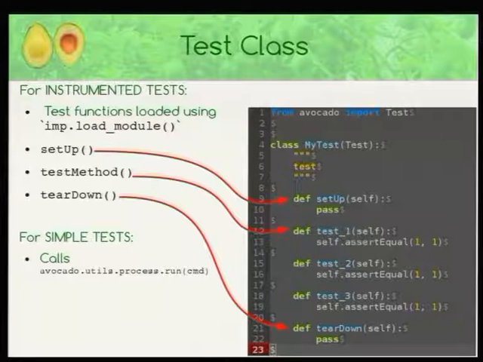But all of that stuff is happening internally in Avocado. If it's a simple test, if it's not using the Avocado API, the simple test class will just call the Avocado utils process and use the method run to execute the command. In either case, it will be a different process. It will not be executed in the same Avocado main process.